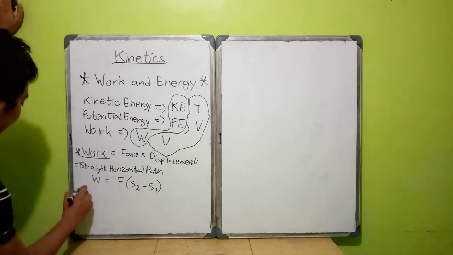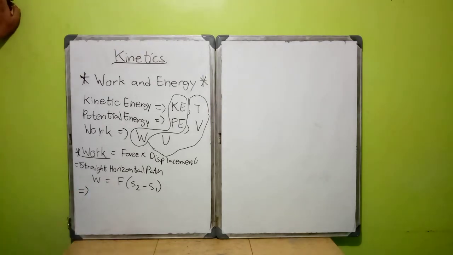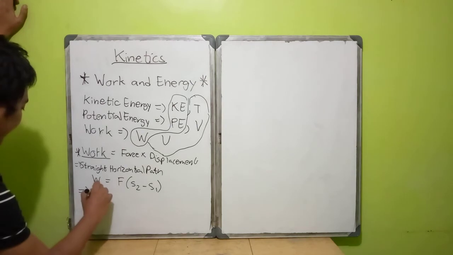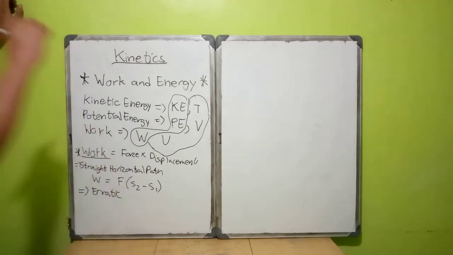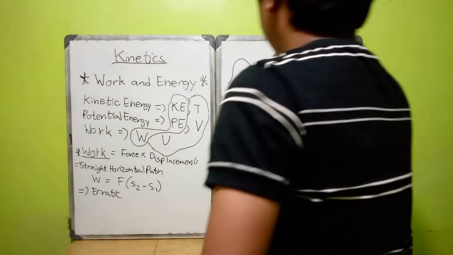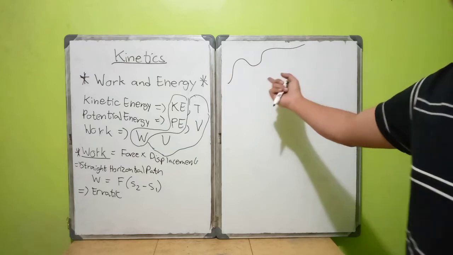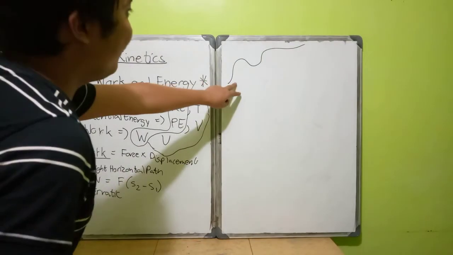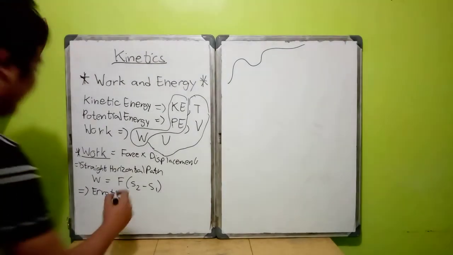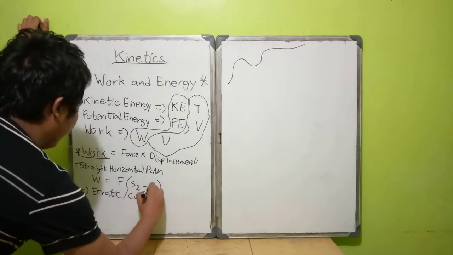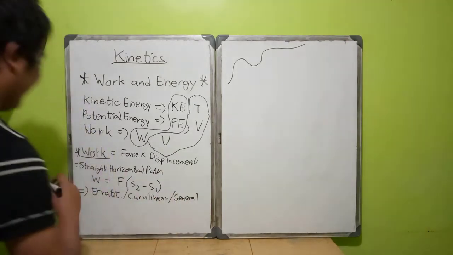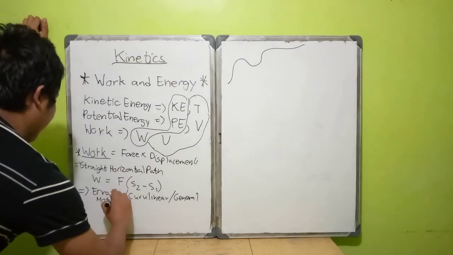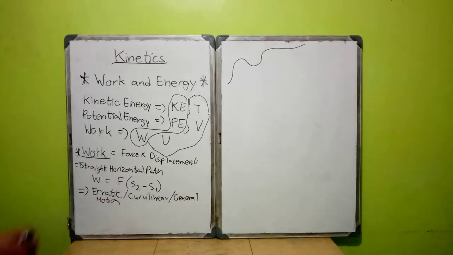So what if it's not a horizontal path? Let us say it is an erratic path, which means that it may have a general motion like this. It will move in an erratic manner, or let us say curvilinear, or in a general motion. So for erratic, curvilinear, or general motion, we can use the following formulas.